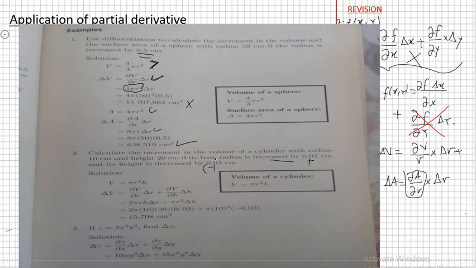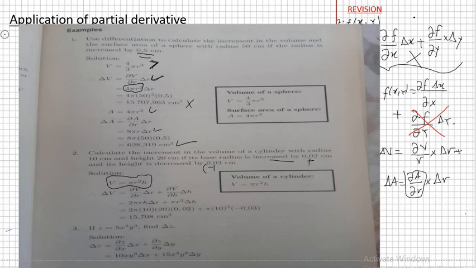So they want you to determine the change in volume. In this case, we have the volume which is given by pi r squared multiplied by h. We can say that this represents a multivariable function because we have two variables. The first variable is r, and the second variable is h, which is the height. Both variables undergo a change, therefore the volume will also undergo a change.